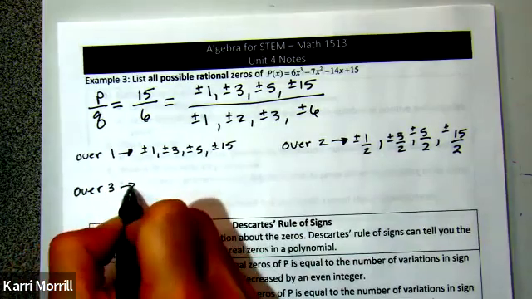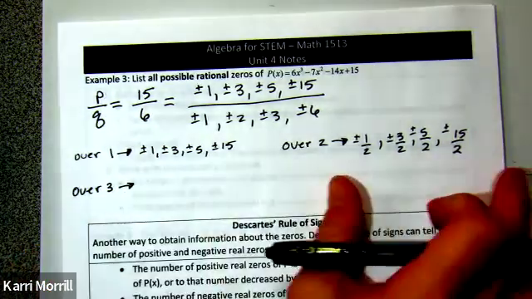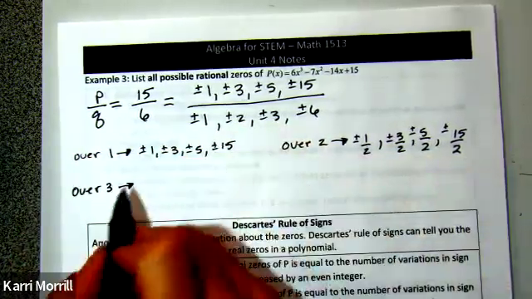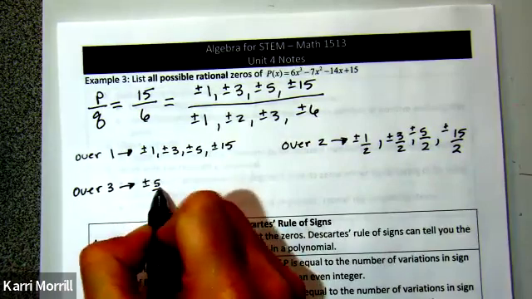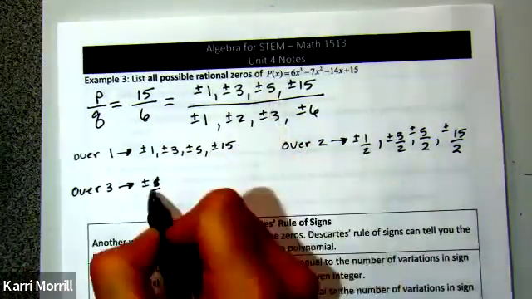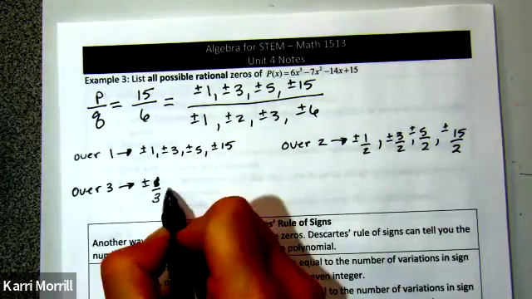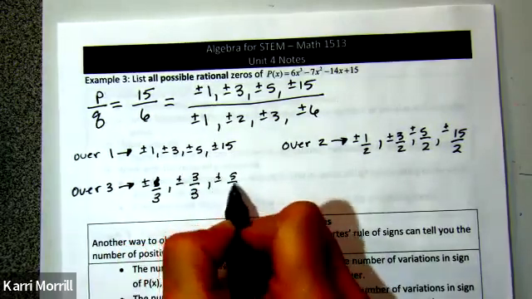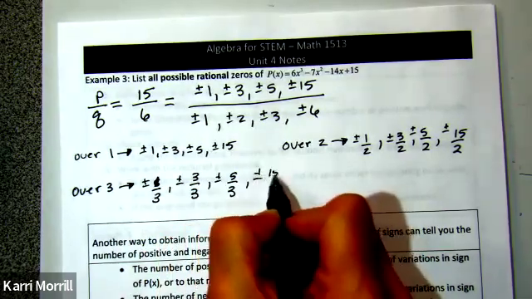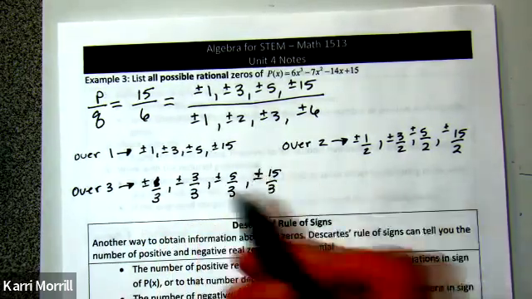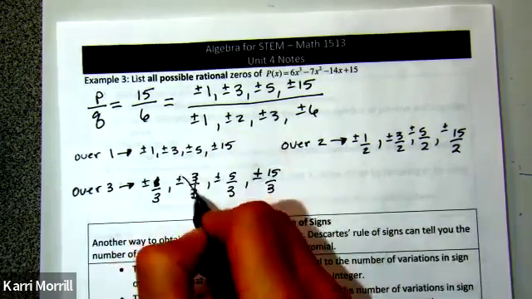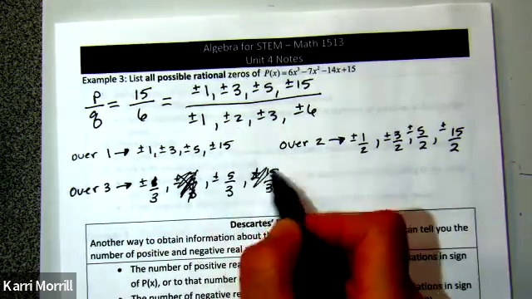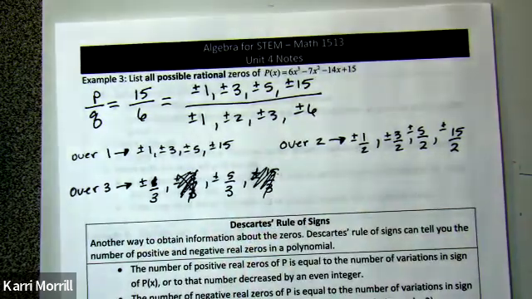Over 3s, none of those reduced, so they're all new possible zeros. So far we have 8, actually 16 in our list, right? So plus or minus 1 over 3, plus or minus 3 over 3, plus or minus 5 over 3, and plus or minus 15 over 3. And a couple of those do reduce. 3 over 3 is 1, which is there, so that's a repeater. 3 goes into 15 5 times, so that's a repeater.